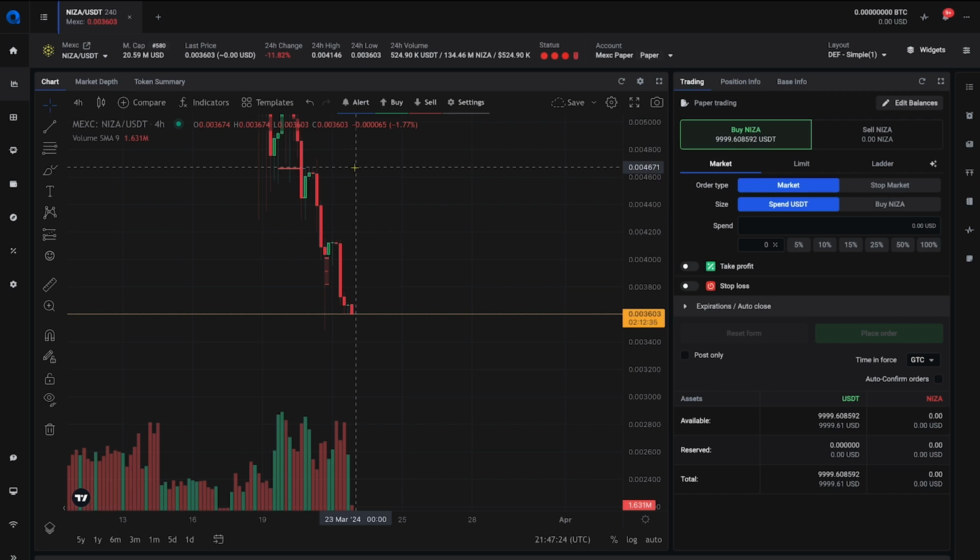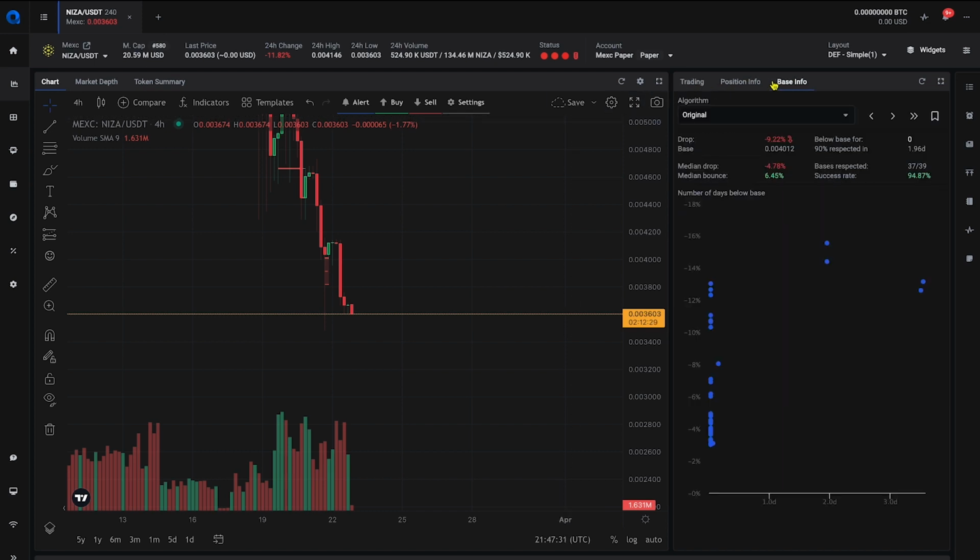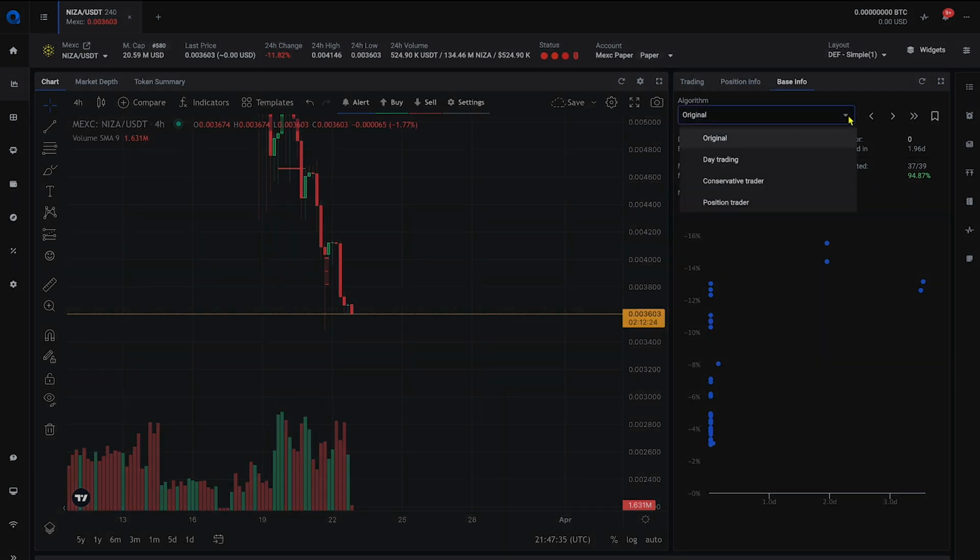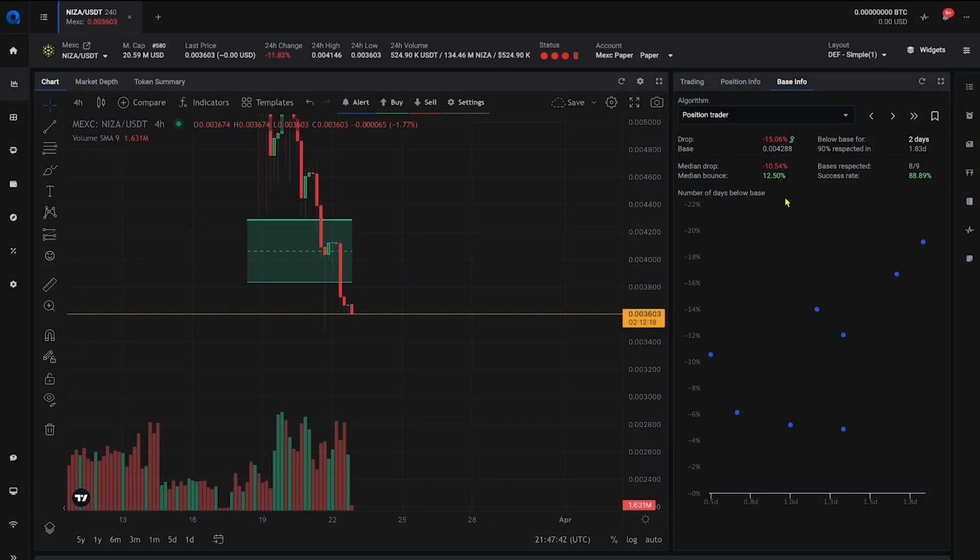But first, we will set up our base info algorithm so that we are looking at the correct bases in our chart. So head over to the algorithm box in the base info widget and click on the arrow to make the menu drop down. Then change the current algorithm from what it is now to Position Trader, as this is the algorithm we need to be doing our chart analysis on.